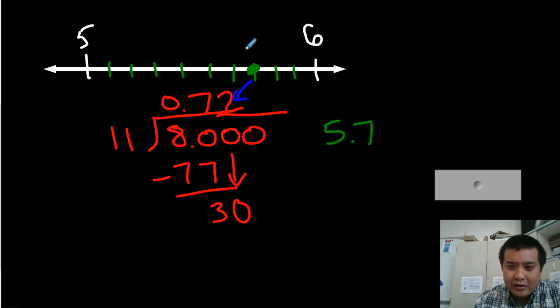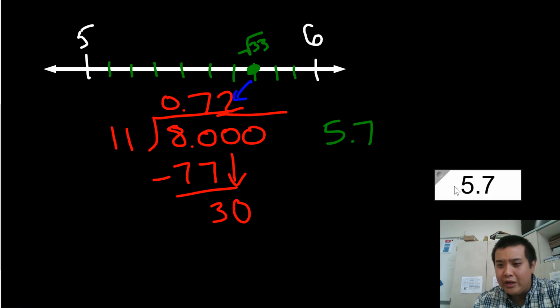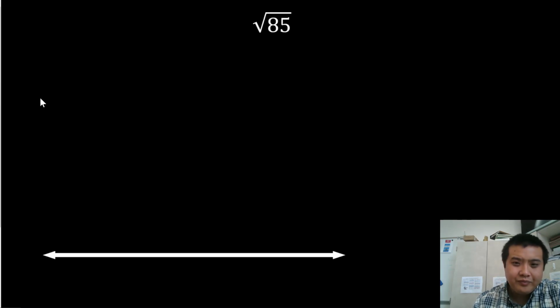So right here is our approximation. This is where we think the square root of 33 is going to be on the number line. And if we were to use our calculators, we would find that the actual rounded form of the square root of 33 is in fact, look at that, 5.7. Okay, let's try another one.